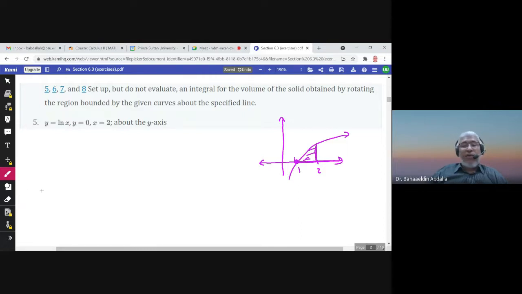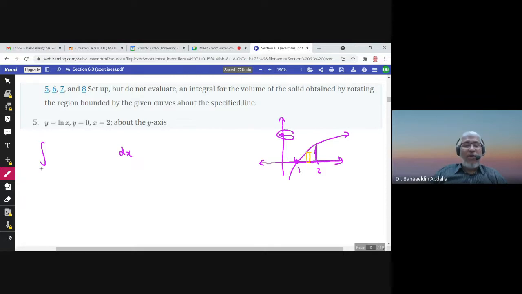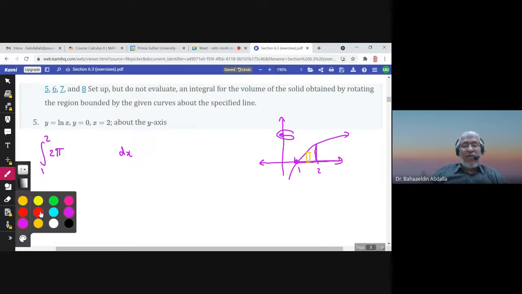Okay. We need to rotate this region about the y-axis. I will use cylindrical shells. To use cylindrical shells, I draw a rectangle which is parallel to the axis of rotation. The width of this rectangle would be dx. X runs from 1 to 2. Now the method: 2 pi times x, the radius of the shell. The radius of the shell is the distance from here to here. This distance is x because this point has coordinates (x, y). So this is the radius of the shell.